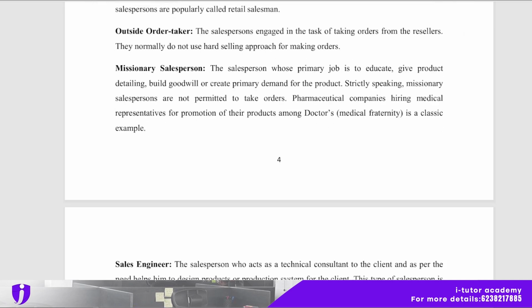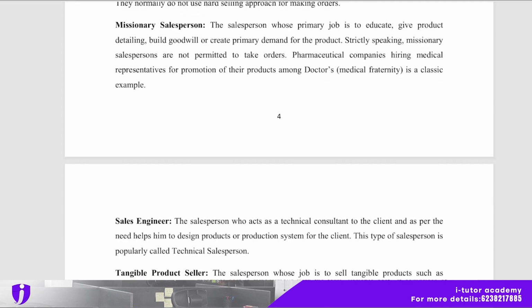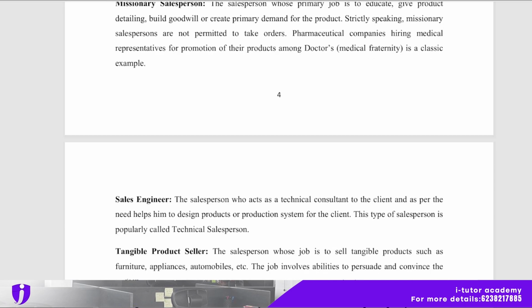An outside order taker: the salesperson is engaged in the task of taking orders from the reseller. They normally do not use a hard selling approach for making orders. And missionary salesperson: the salesperson whose primary job is to educate, give product detailing, build goodwill, or create primary demand for the product. Strictly speaking, missionary salespersons are not permitted to take orders. Pharmaceutical companies hiring medical representatives for promotion of their product among doctors or the medical fraternity is a classic example.